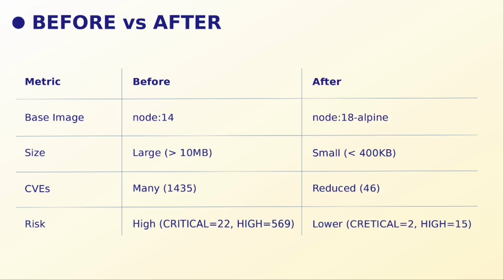Compare before and after. Let's compare the result. Before: base image Node 14, size large, CVE very high, critical high. After: base image Node 18 on Alpine, size much smaller, CVE reduced significantly, critical lower. One small change in the base image can drastically improve security.